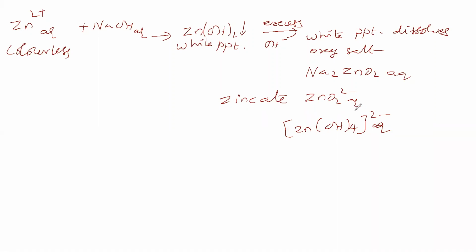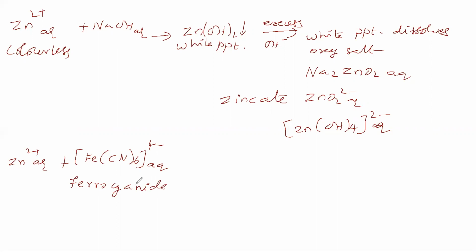Then we will take another part of this zinc solution. To this we are adding potassium ferrocyanide. The ferrocyanide ion formula is [Fe(CN)6]4-, in aqueous solution. It is called ferrocyanide. We are adding the ferrocyanide solution.